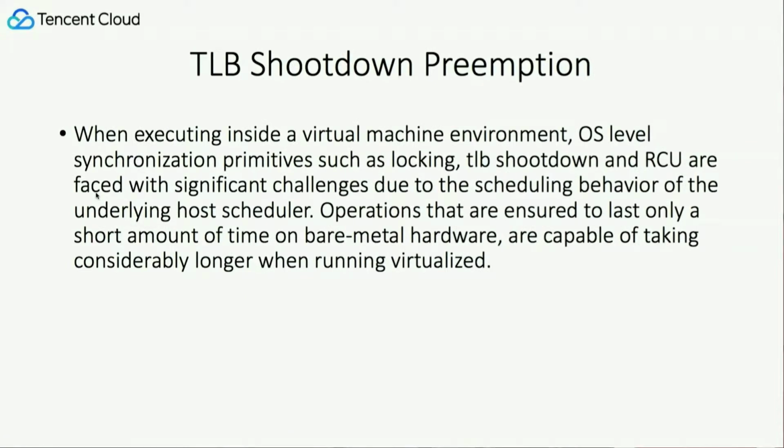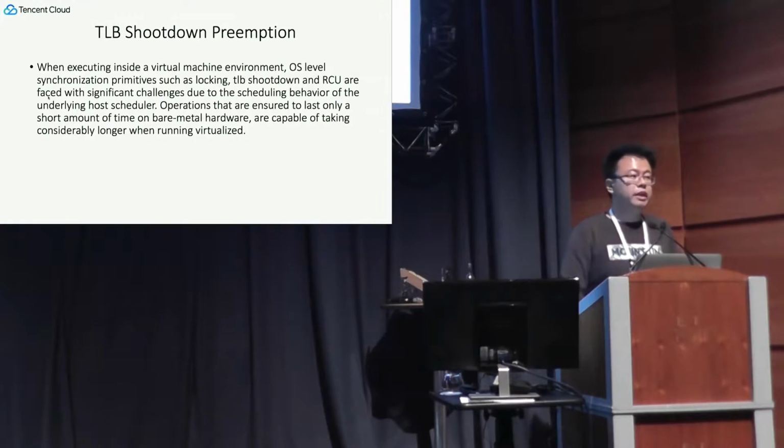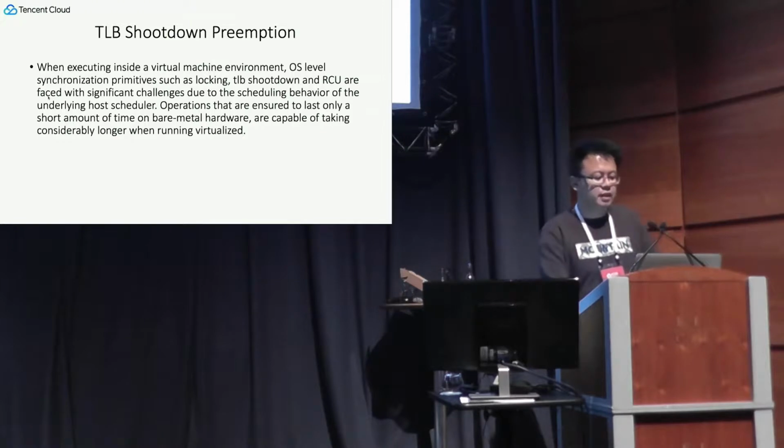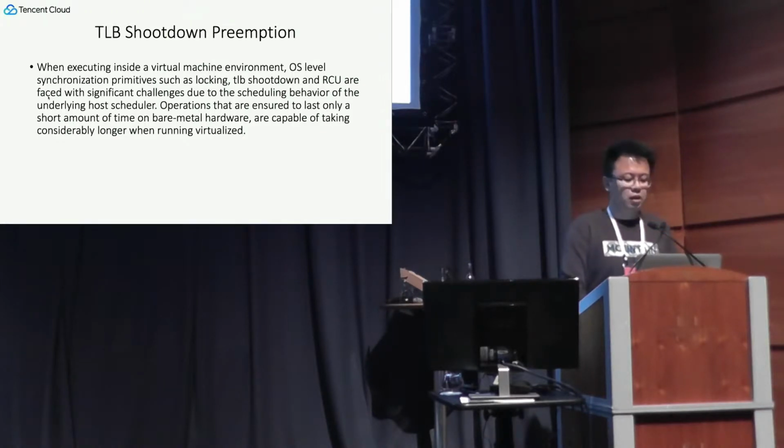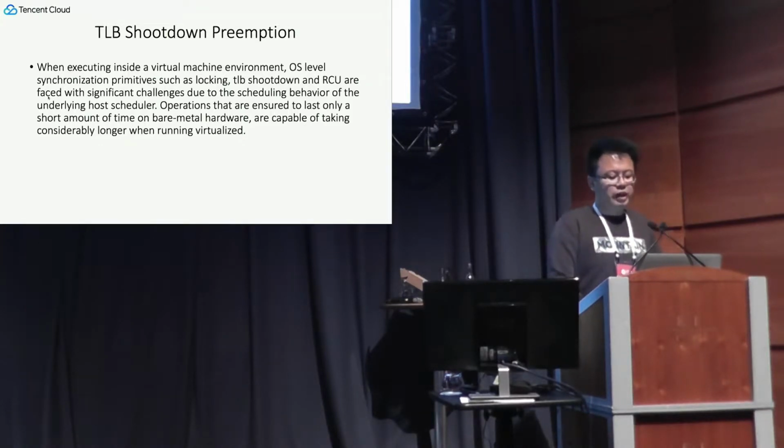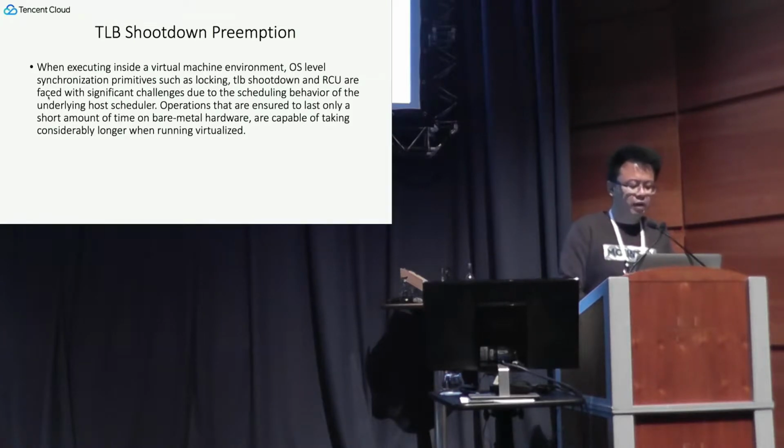Here is the background of the TLB Shootdown Preemption. When executing inside a virtual machine environment, OS-level synchronization primitives such as locking, TLB Shootdown, and RCU are faced with significant challenges due to the scheduling behavior of the underlying host scheduler. Operations that are ensured to last only a short amount of time on bare metal hardware are capable of taking considerably longer when running virtualized.